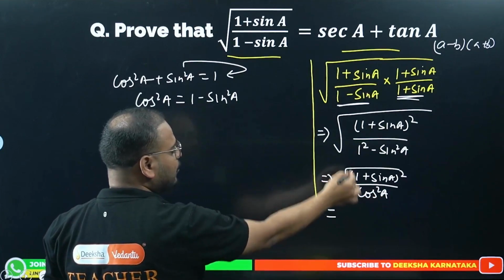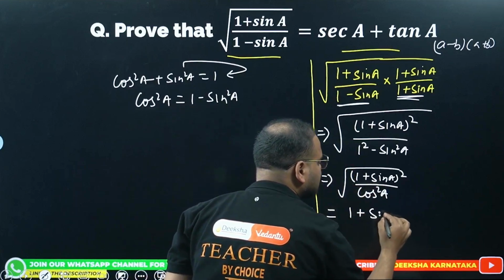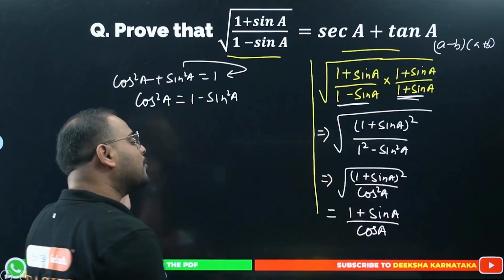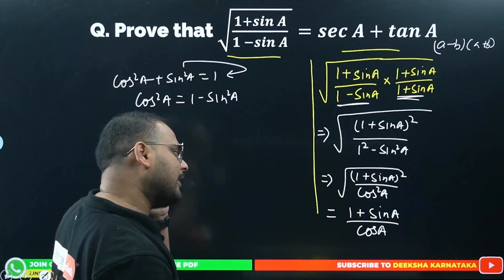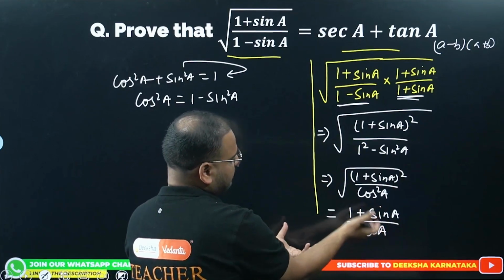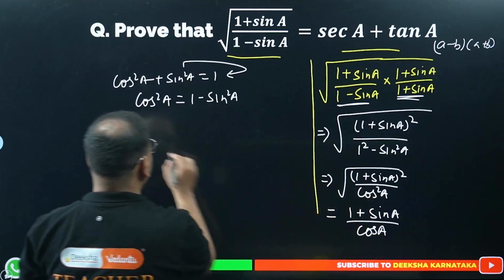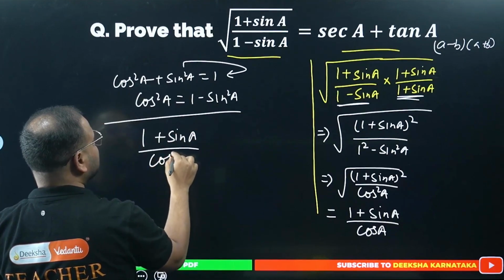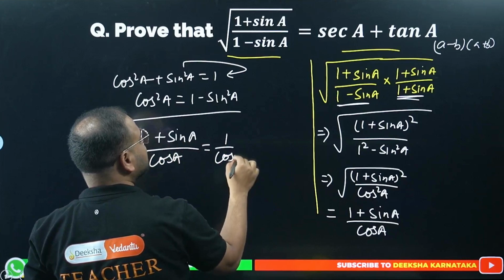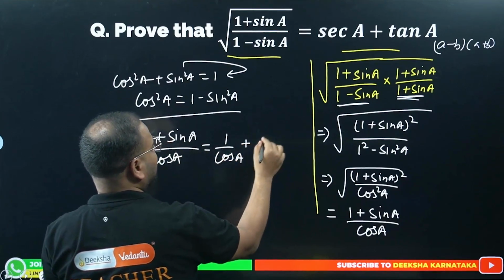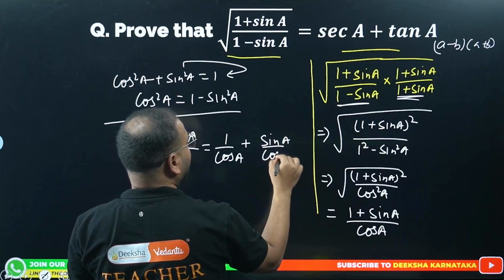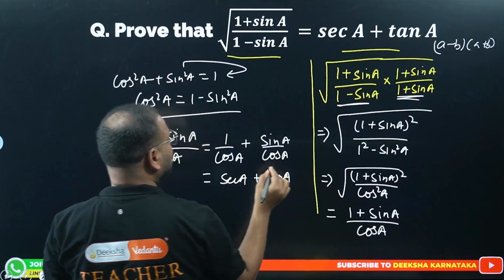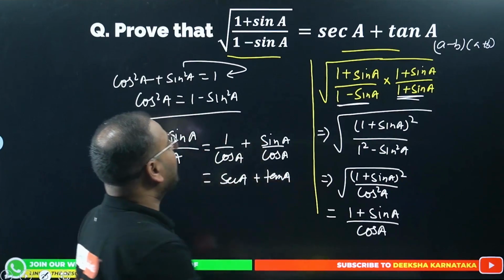Simplify it. If you take root now, what will this become? 1 plus sine A upon cos A, since both are whole squares, 1 plus sine whole square and cos whole square, so the root will cancel. Now divide it individually, both the numerators. 1 by cos A plus sine A by cos A. The answer is sec A plus tan A. How, sir? 1 by cos A is sec, sine by cos is tan.